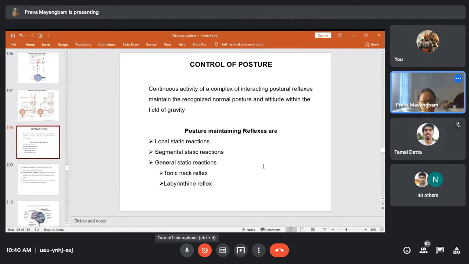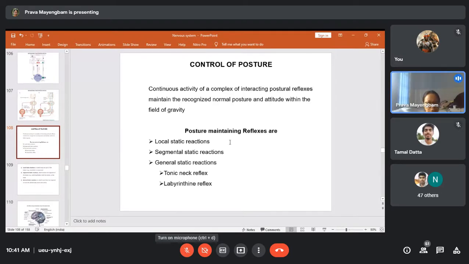No, ma'am. Your posture will change. That is, your body is working in response to certain other stimuli. So your reflex is changing. So there has to be a multiple number of postural reflexes, and they will interact in a complex manner, and this will happen in a continuous way, and that will enable you to maintain the posture and attitude, and that has to be maintained within the field of gravity.